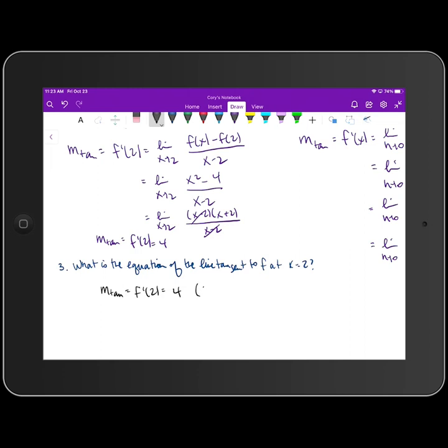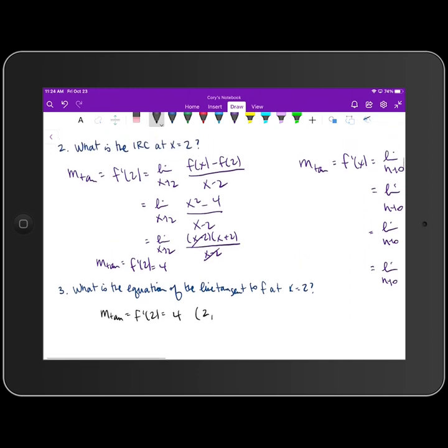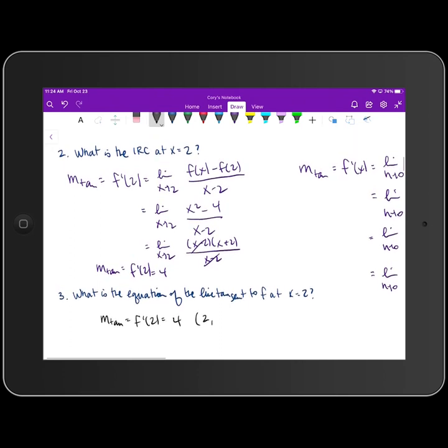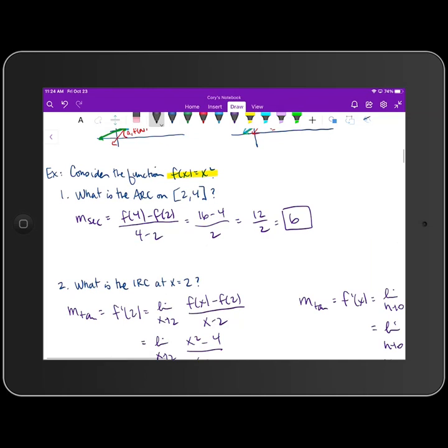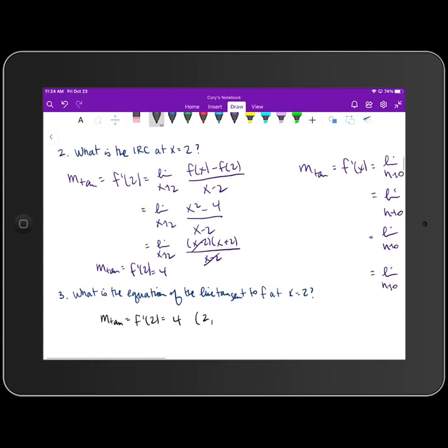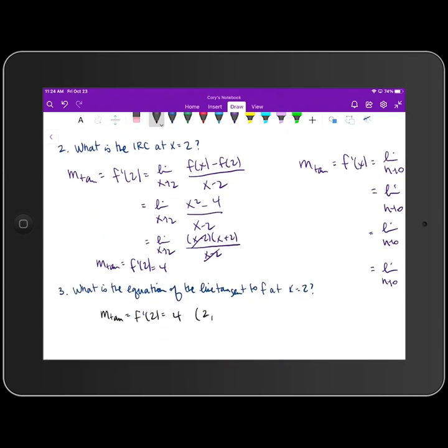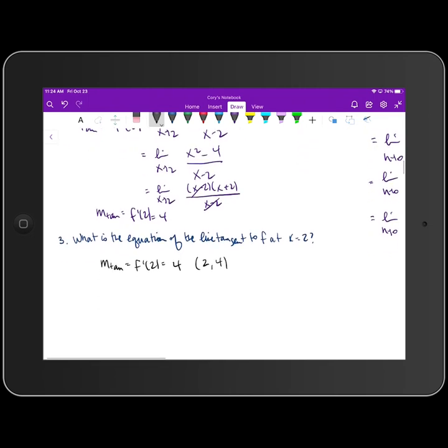So we know that the x value on our curve is x is equal to 2. I want to find the y value on our curve at that point. So we're just going to plug 2 into the original function to get the y coordinate at that point. And 2 squared gives us 4. And then once we have the point and slope, we're just going to plug that into our point slope formula, which is y minus the y coordinate 4 equal to the slope 4 times x minus the x coordinate 2.